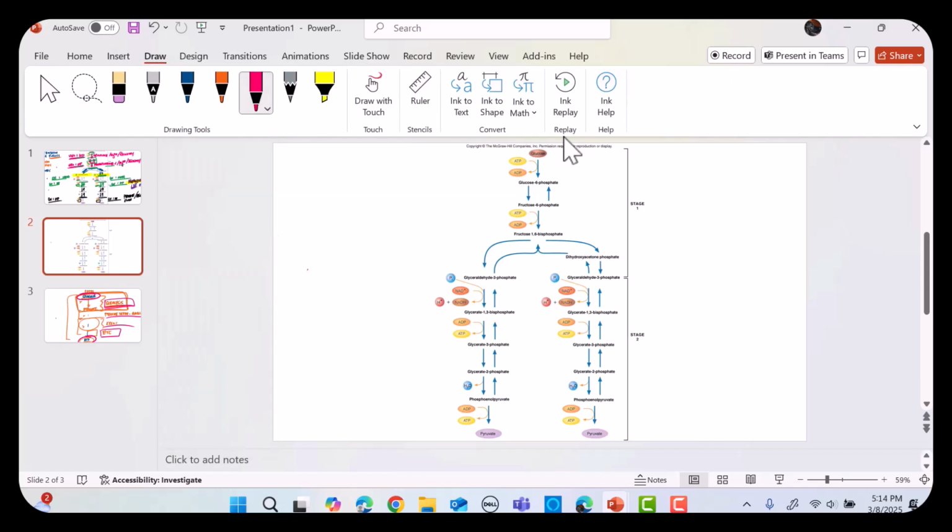All right, so I'm going to do pluses and minuses. So minus 1 ATP here, minus 1 ATP here, plus 1 ATP, plus 1 ATP, plus 1, and plus 1. Okay, so there's some terms.